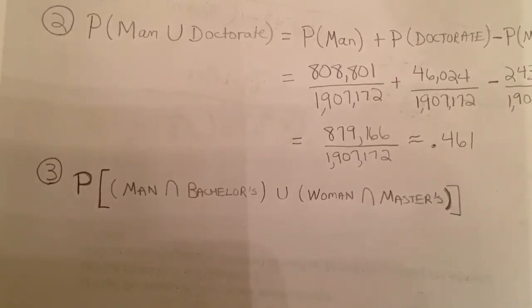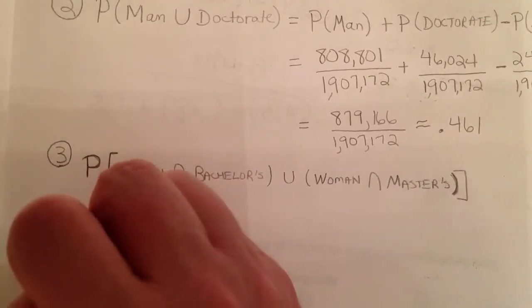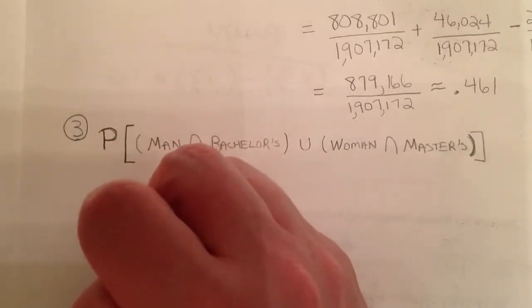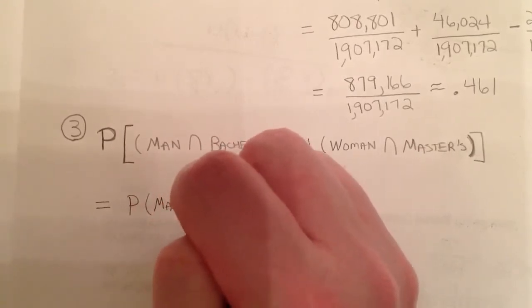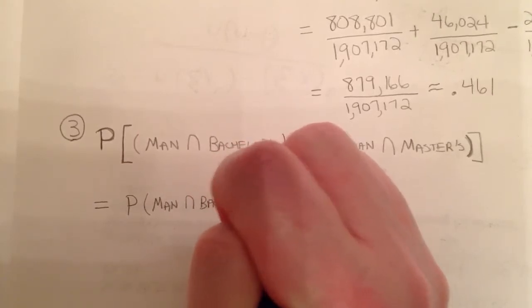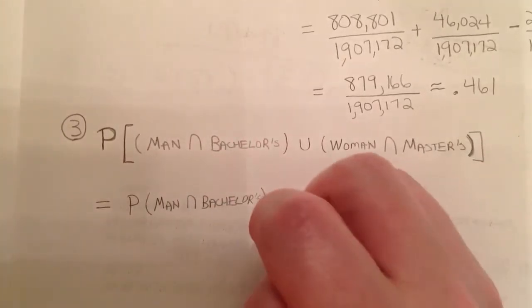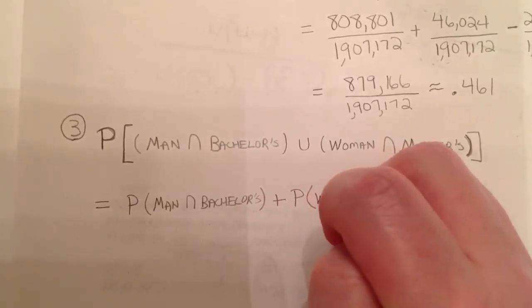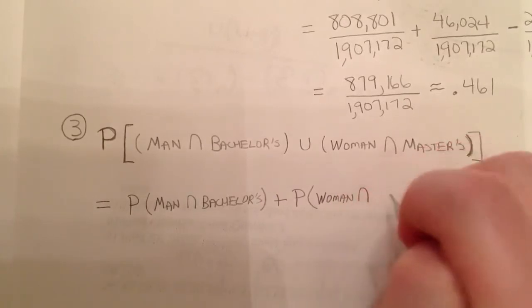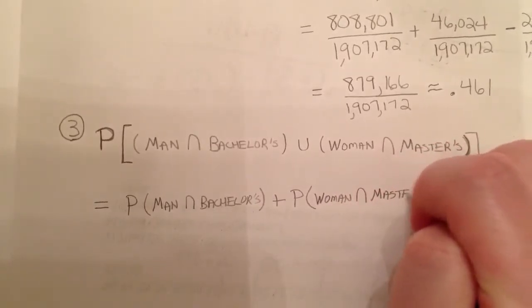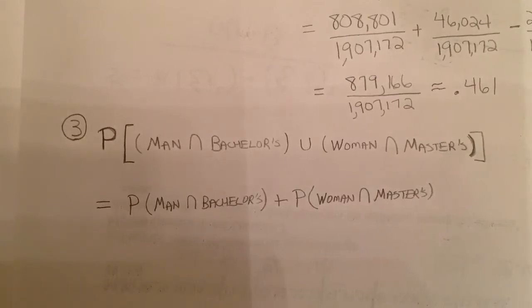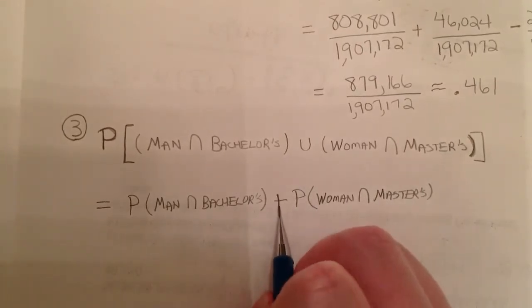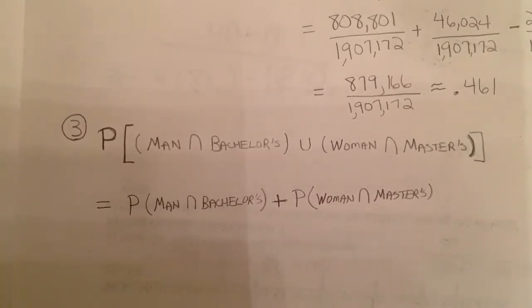And now for the probability, this will be a man with a bachelor's, plus the probability that the person is a woman with a master's. Again, this hook symbol is in reference to and. So we have the addition method. Now these events are going to be mutually exclusive. Now for what we have here, men with the bachelor's, women with a master's.